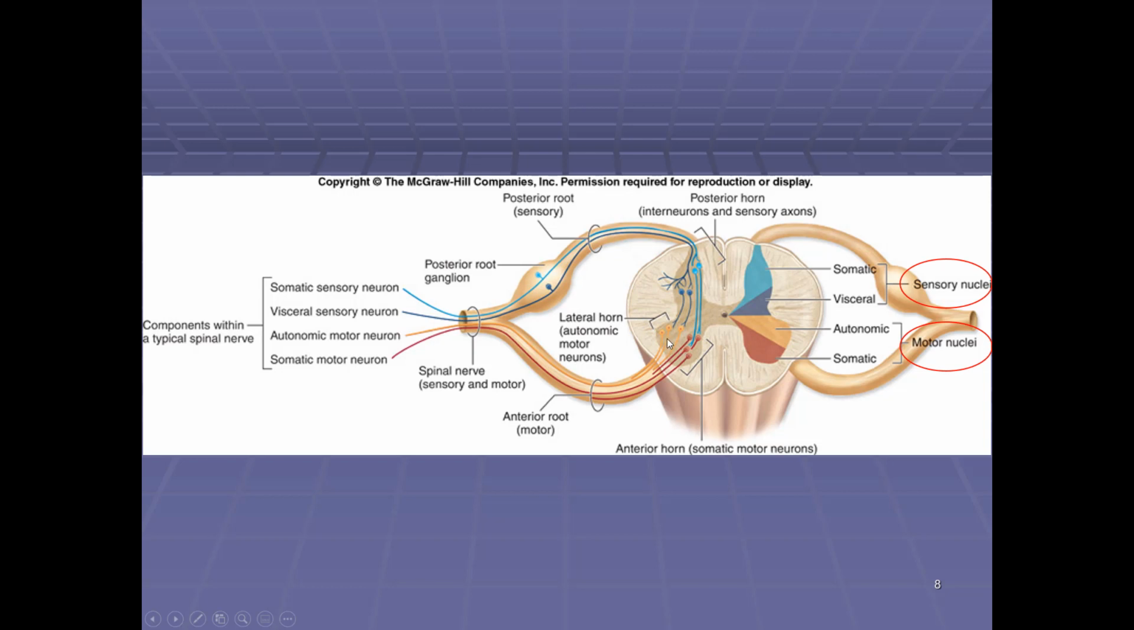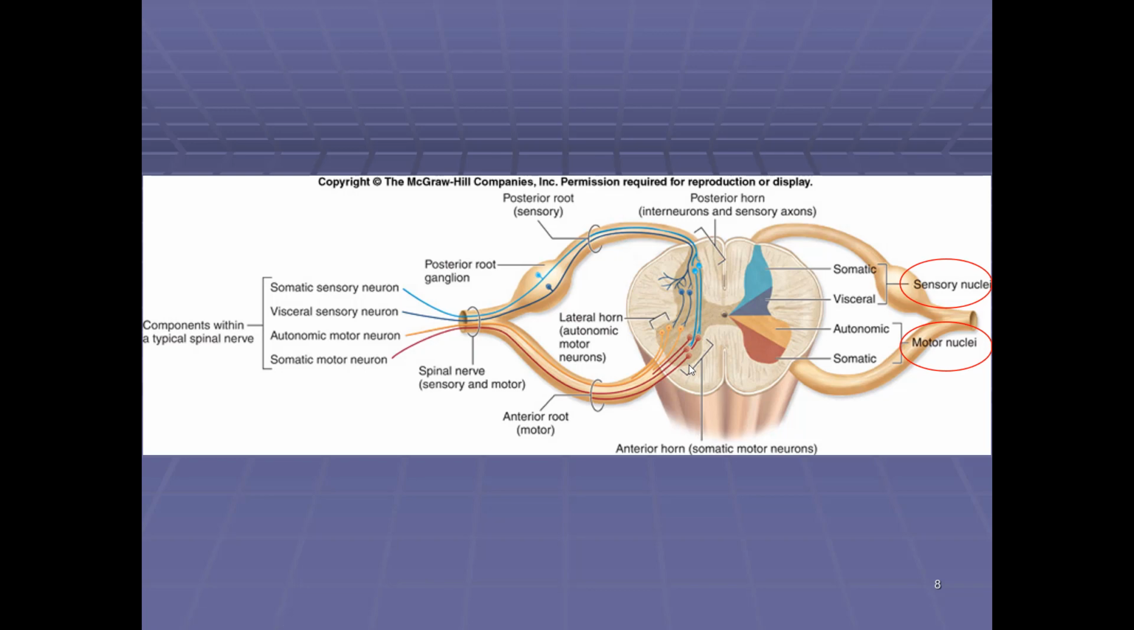The motor neuron cell bodies are either in the lateral horn or the anterior horn of the gray matter. What determines that is whether they are autonomic or somatic. The somatic motor neurons going to skeletal muscle are found in the anterior horn, and the autonomic ones that go anywhere else, like smooth muscle, cardiac muscle, and glands, have their cell bodies in the lateral horn. So that's a key anatomical distinction between the two.